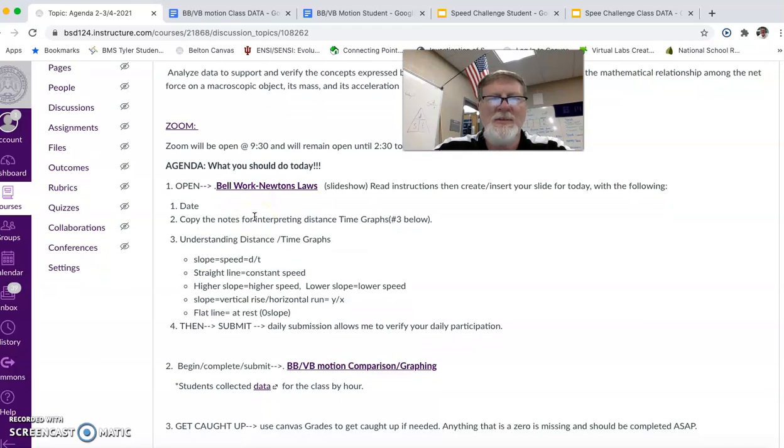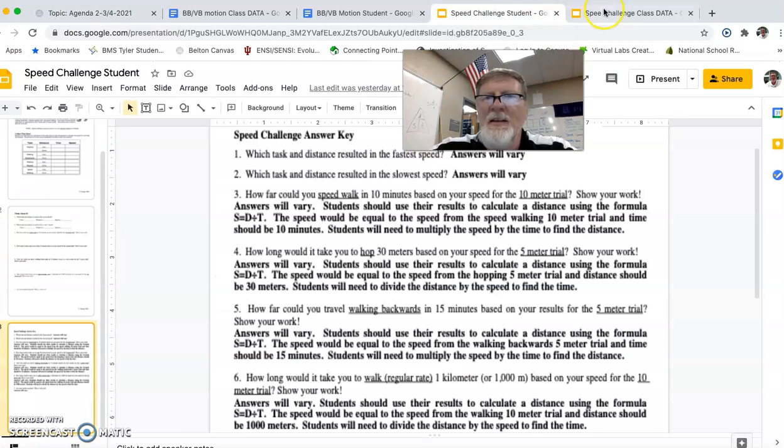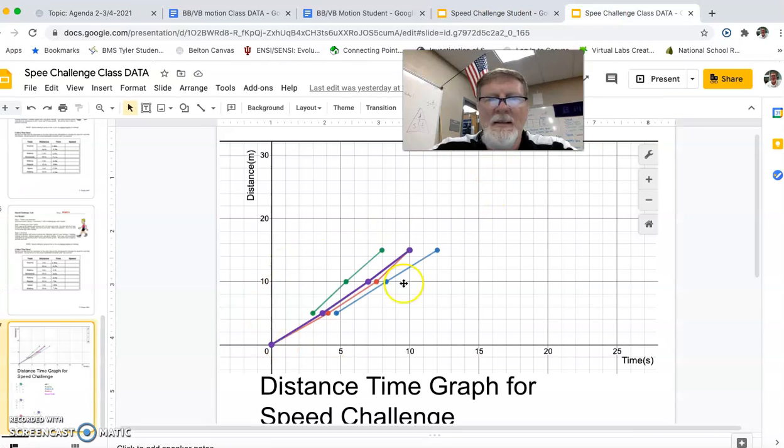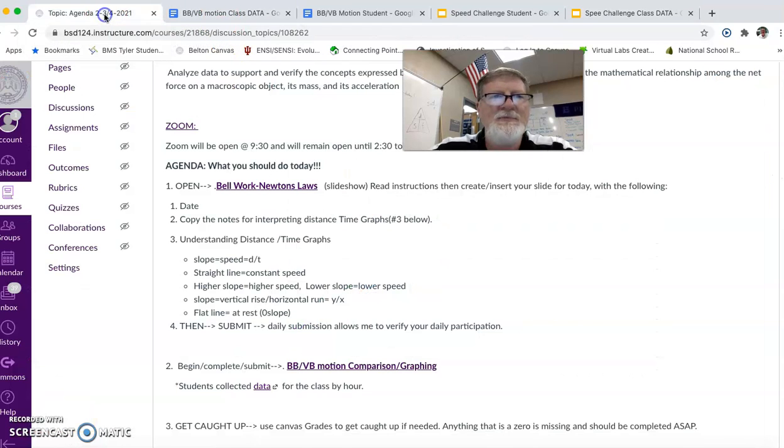Bell work. Today you're going to add a slide, put today's date on it, and then copy these notes about interpreting a distance time graph. There's a little bullet list here. Ultimately, when you're looking at a distance time graph like the one that we created using Desmos for our tasks, you need to be able to interpret that graph.